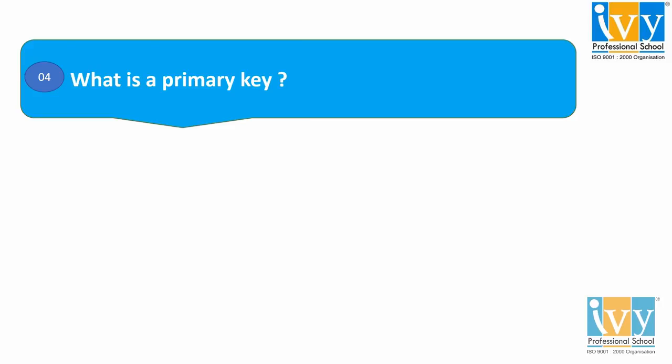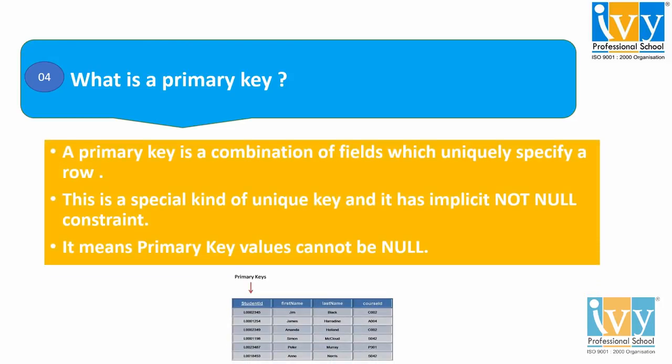What is a primary key? This is a very common term that we hear in SQL. A primary key is a field in a table which uniquely identifies each record in the database table. That is, it's a combination of fields which uniquely specifies a row. So it is a special kind of unique key and it has an implicit non-null constraint. A primary key cannot have a null value.